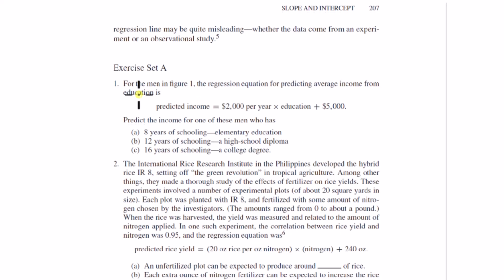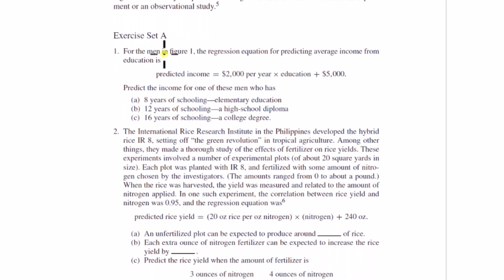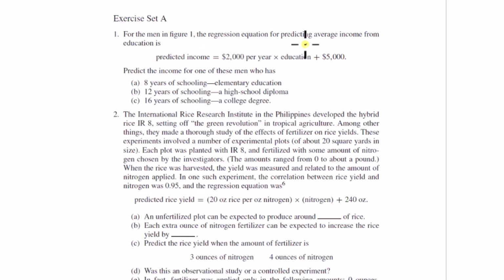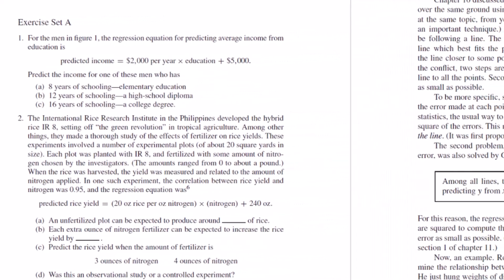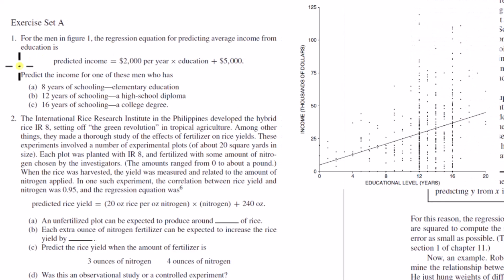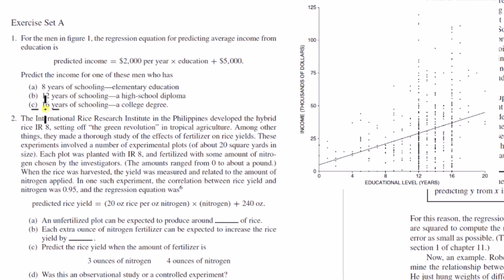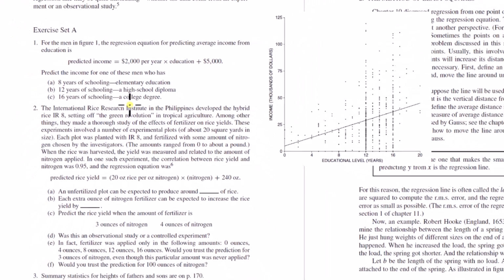Okay, let's go through these exercises. For the men in figure 1, the regression equation for predicting average income from education is shown here. Okay, so there's figure 1. Now, predict the income for one of these men who has 8 years of schooling, 12 years of schooling, 16 years of schooling. So just plug it into the regression equation.